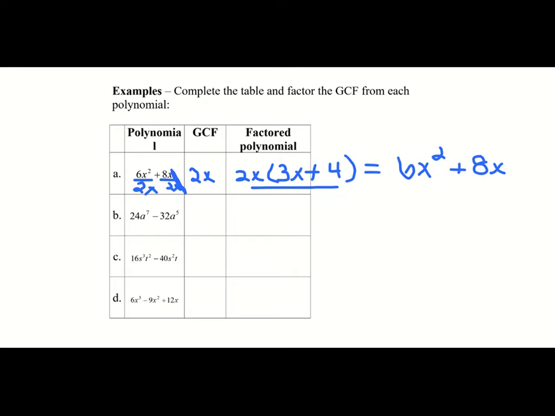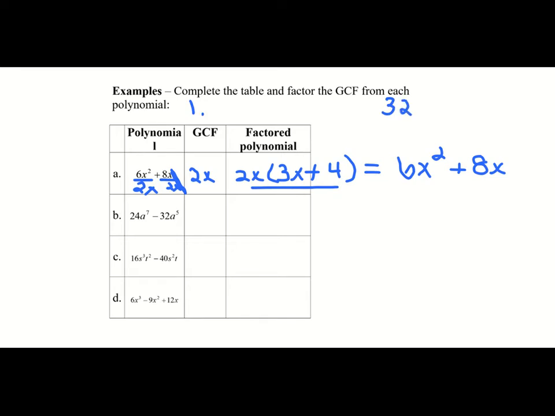All right, now for B. We need to find our greatest common factor. We have 32 and 24. So for 32 and 24, you know what? Let's list out our factors of 32 just to look, because I know 32 can be pretty long.